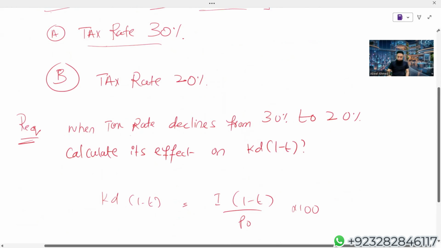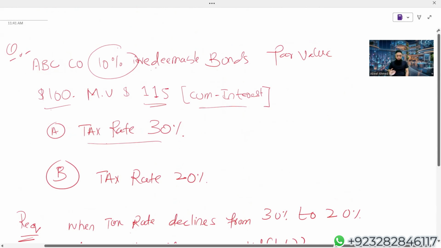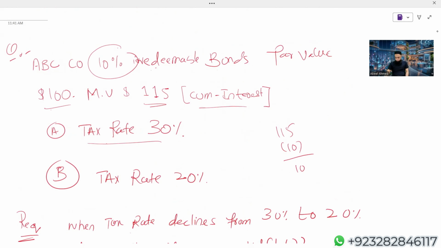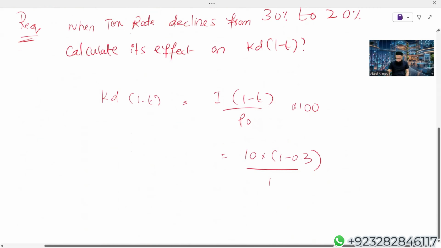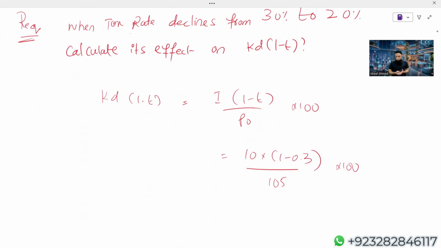They have given us 115, but they categorically written it as cum interest. We have to make it ex-interest by deducting interest. So ex-interest bond price is 105. Simply the numerator, you will have 7 because 1 minus 0.3 is 0.7 into 10 is 7. 7 divided by 105 multiply by 100. Students, I'm getting 6.67%.